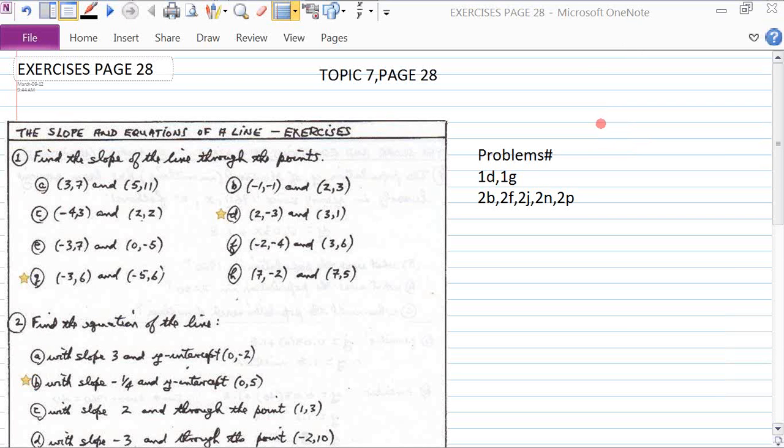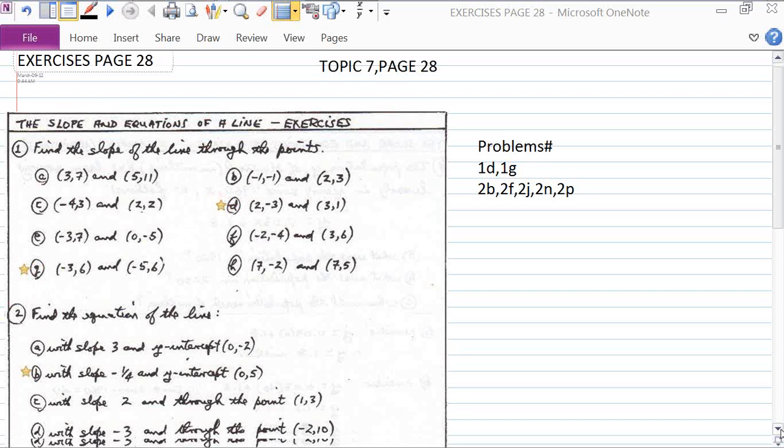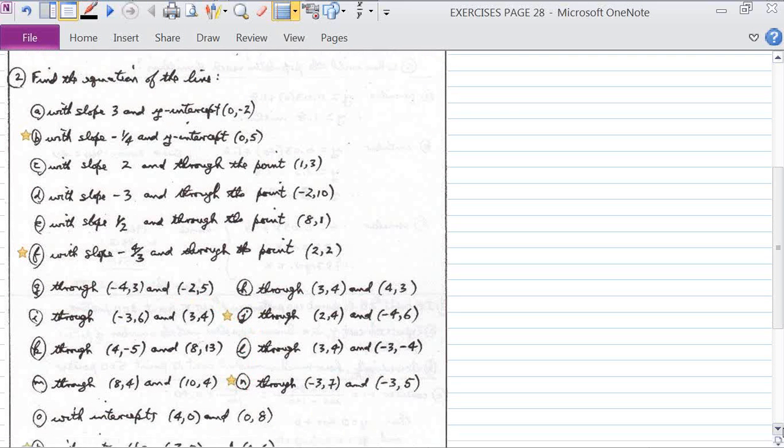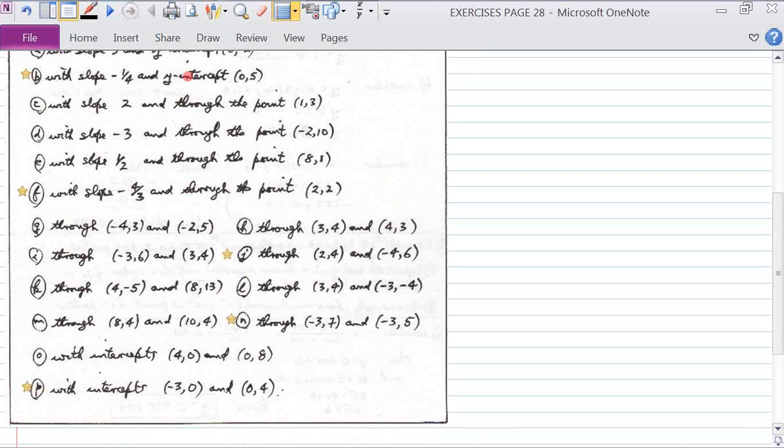We're on page 28, and we're going to be doing problems 1D and 1G, and then problems from problem number 2, B, F, J, N, and last of all, P.